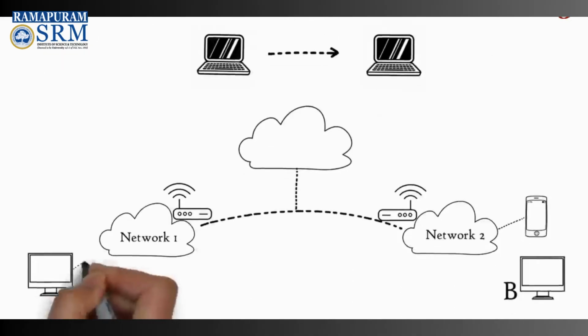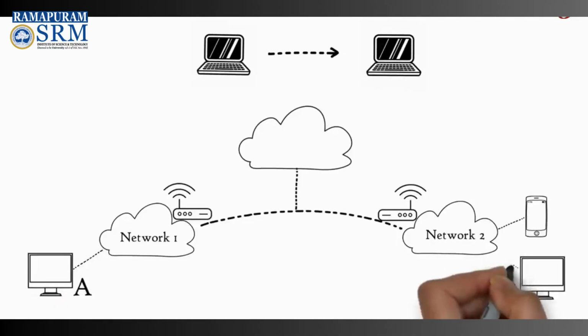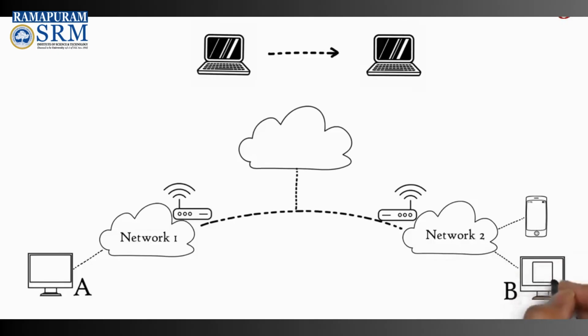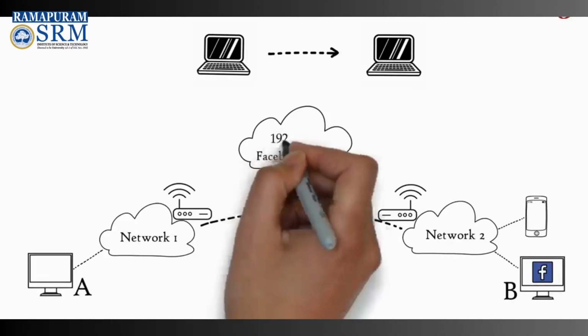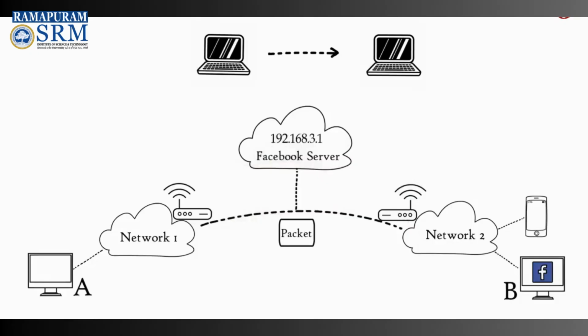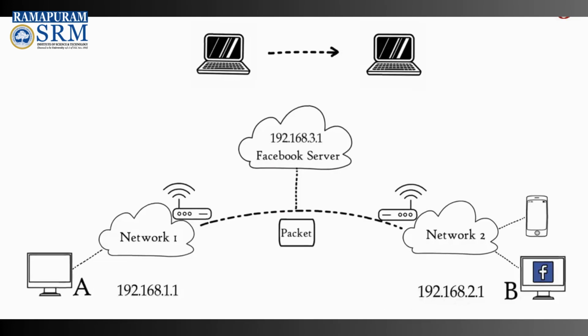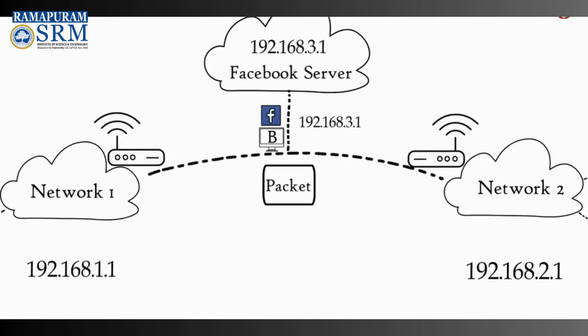Suppose computer A is connected to network 1 and computer B is connected to network 2. From computer B, we have requested to access facebook.com, and now there is a reply from Facebook server for computer B in the form of packet. This packet needs to be delivered to computer B only. Since in a network each device has a unique IP address, so these both computers will be having a unique IP address as well.